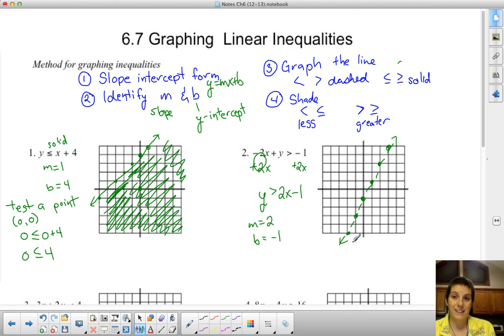Once you have your line in, your next step is to test where to shade. Remember that the easiest way, the tried and true, it'll always work, is to use a test point. Try that 0, 0 or even 1, 1, whichever one is easier. Pick a nice, easy point that's obviously on one side of the line as compared to the other. I like the point 0, 0. So I plug in and test 0, 0.